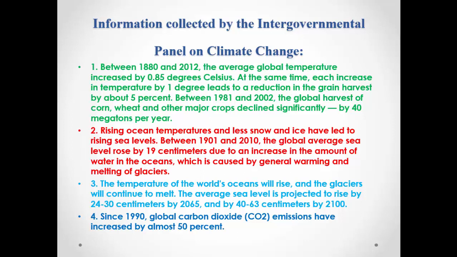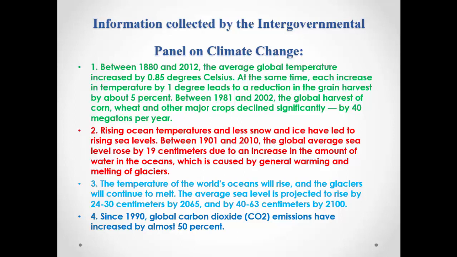Between 1901 and 2010, the global average sea level rose by 19 centimeters due to an increase in the amount of water in the oceans, which is caused by general warming and the melting of glaciers.